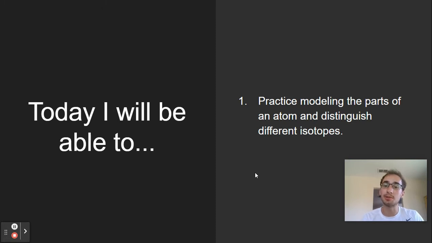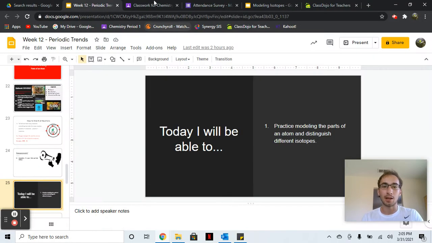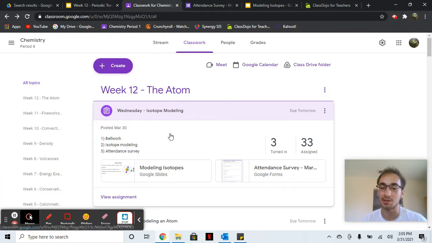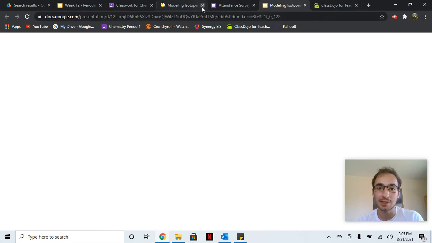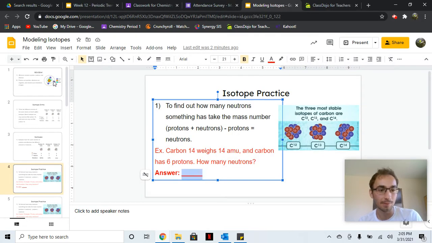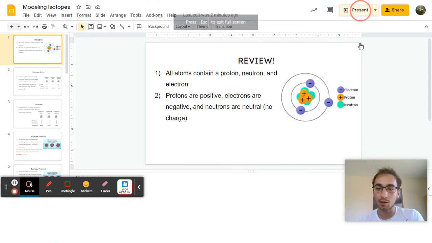Next, today you'll be able to practice modeling the parts of an atom and distinguish different isotopes. I know saying all that stuff will make you sound really smart, and you can share what isotopes are at your dinner table tonight. So pull up the slides, modeling isotopes for Wednesday, and I'll help you get started.